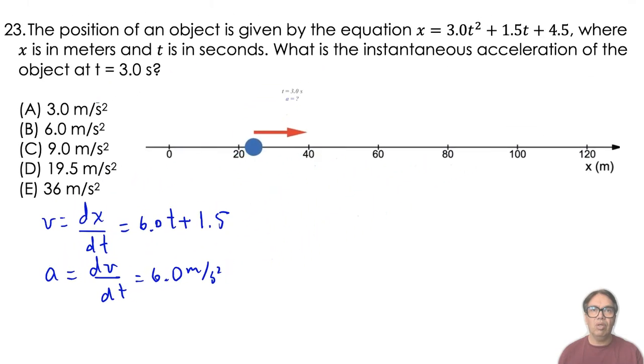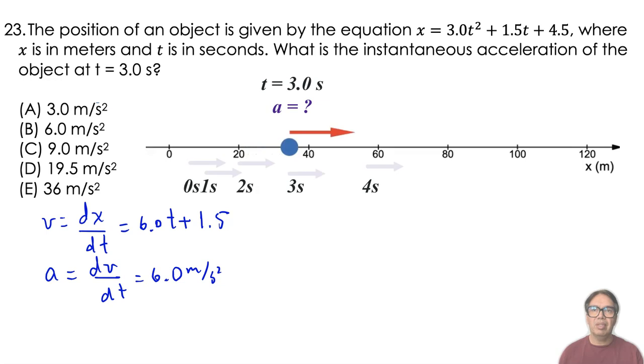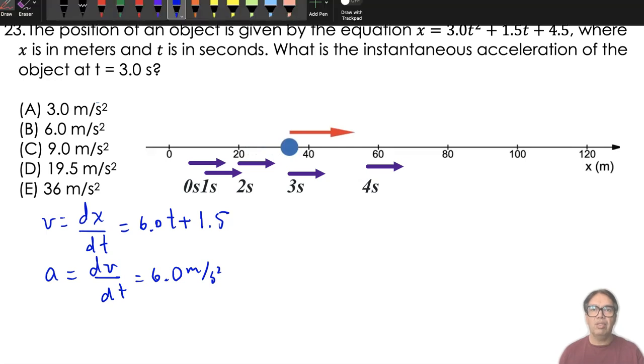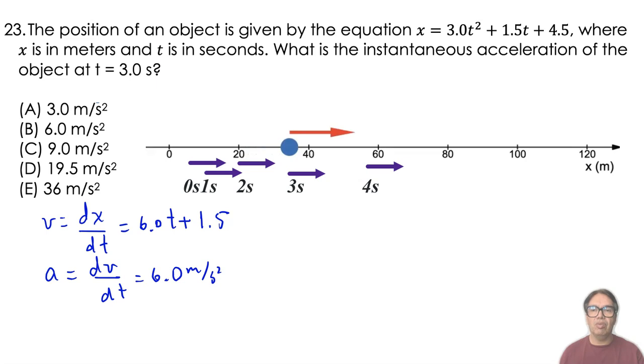The first thing to notice is that this result does not depend on time, so the acceleration is constant. This means that the instantaneous acceleration is equal to the acceleration at any time. And so your answer is 6.0 meters per second squared.